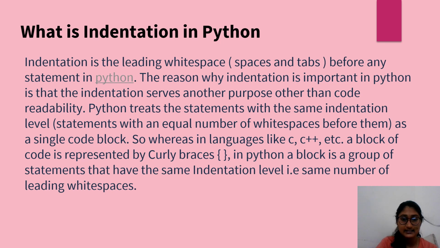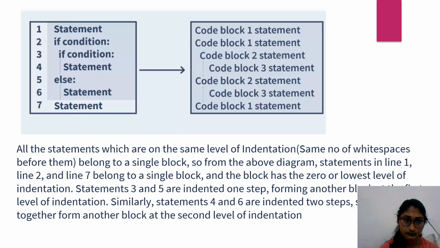Whereas in languages like C, C++, etc., a block of code is represented by curly braces, in Python a block is a group of statements with the same indentation level, that is, the same amount of leading white space. As we observe in the picture, all the statements on the same level of indentation belong to a single block. From the diagram, line 1, line 2 and line 7 belong to the same block, which has the zero or lowest level of indentation.